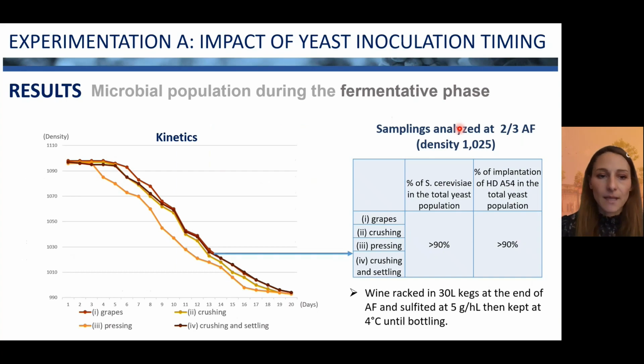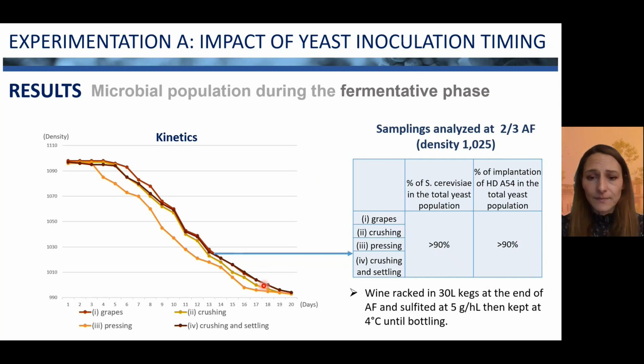Look at the kinetics of the 4 different scenarios. Overall they have very similar kinetics, and they all end fermentation between 17 and 19–20 days. The scenario pressing, which had the highest population that we observed in the previous slide, shows an earlier start of the fermentation, a shorter lag phase, and eventually it finished the fastest, which correlates with the previous slide.